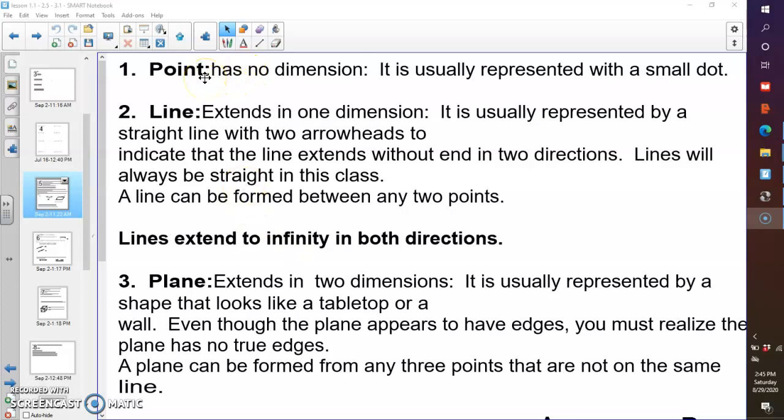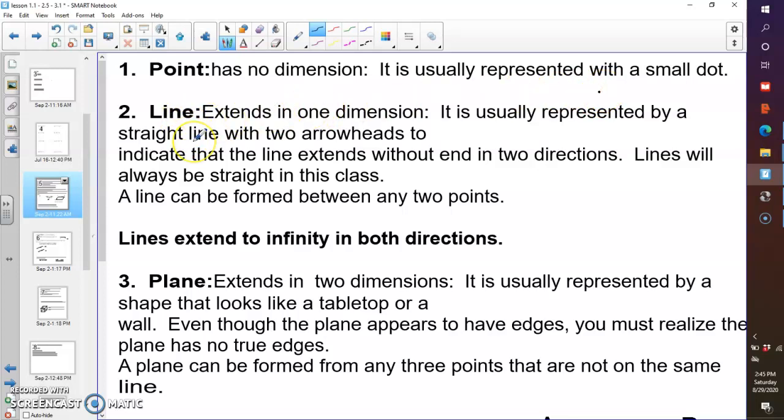So the first one is a point, and a point is something that has no dimension. So if I were to draw a point, it would just look like that, okay? And we can label it with a letter usually. It really just marks a spot, okay? And you'll see more about points as we move later on. They're really actually pretty simple.